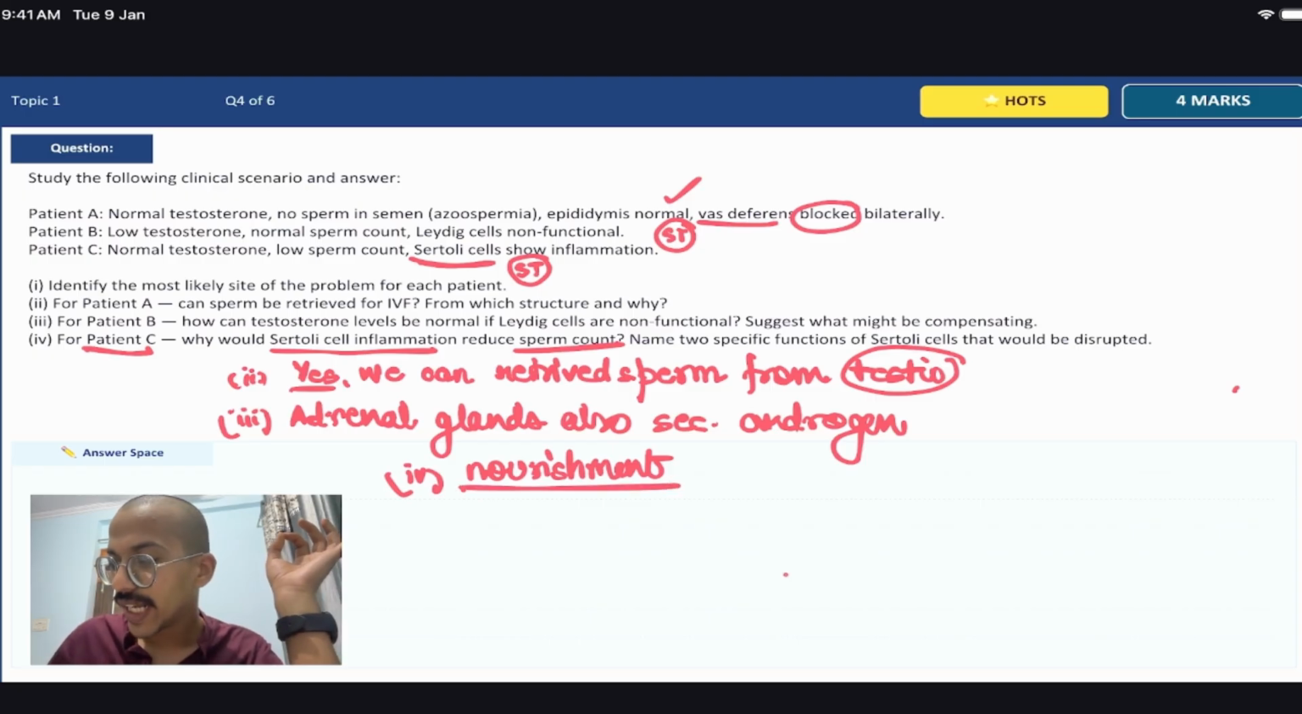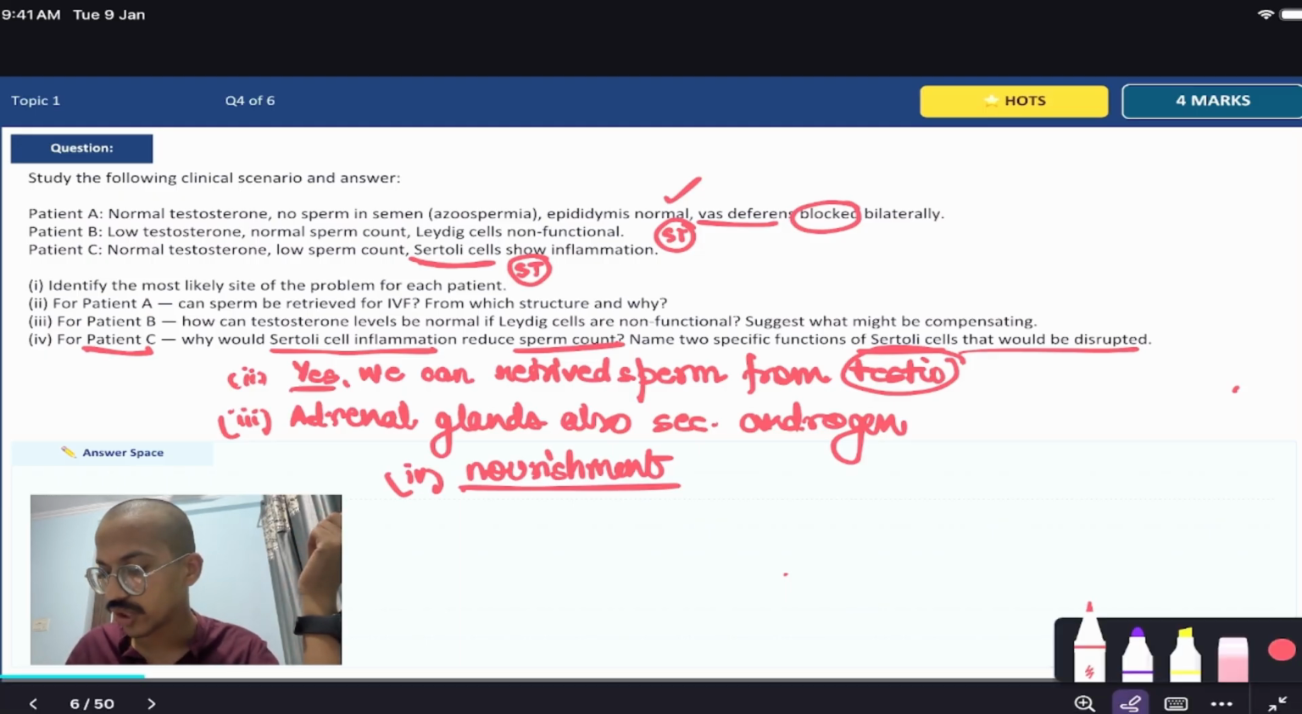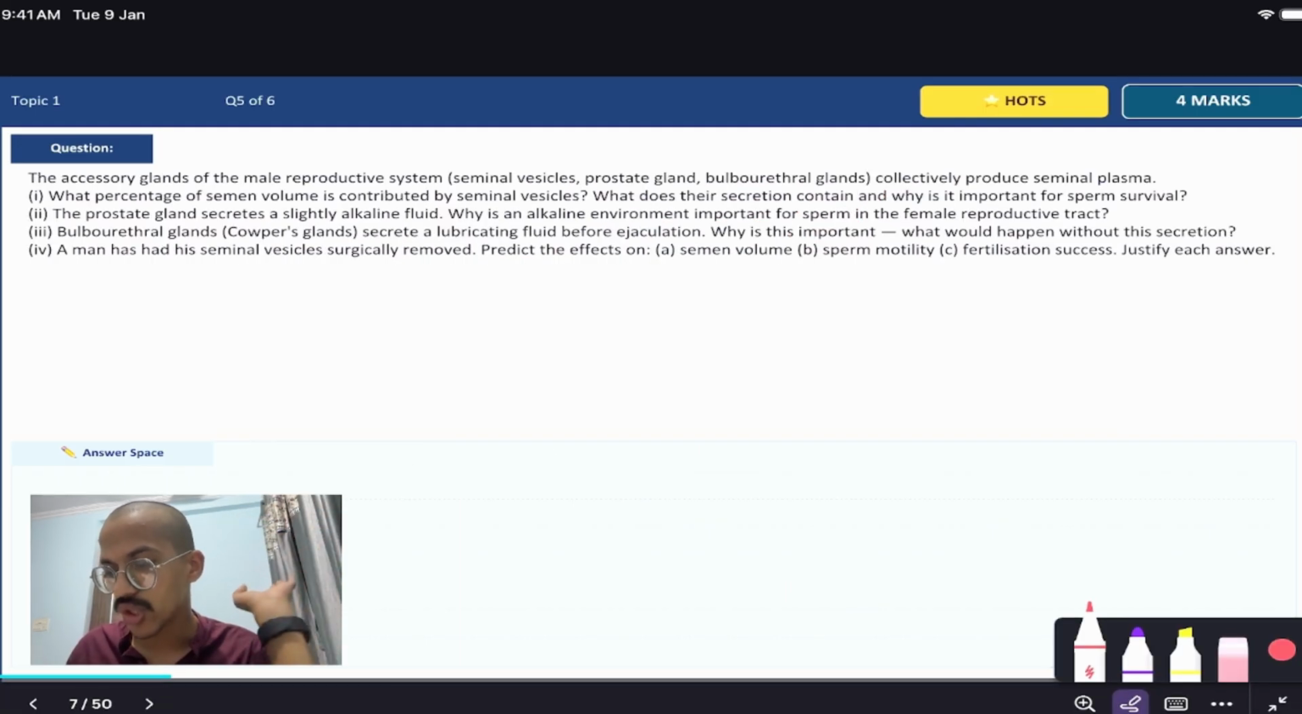Name two specific functions of the Sertoli cells that would be disrupted. Two functions I have told you the last time itself. One is the nourishment, the second is the blood-testes barrier, or other functions that will be problematic in their cases. Coming on to the next question.